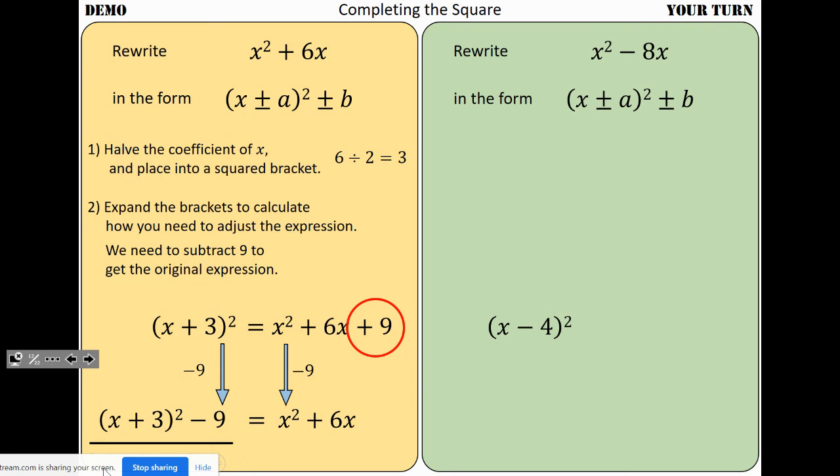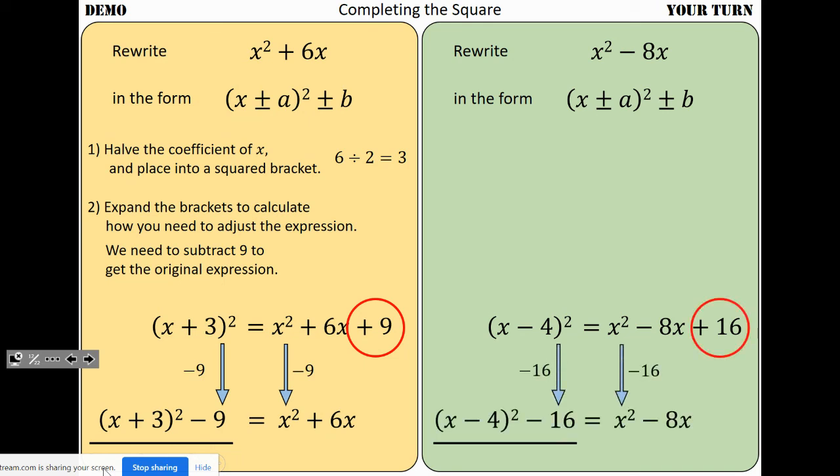So if we halve the coefficient, we've got x minus 4 all squared, and then we're going to have to take away the 16 that it produces to get x minus 4 squared, take away 16.